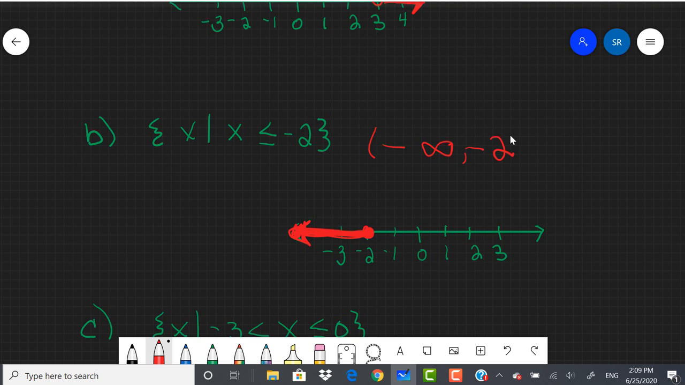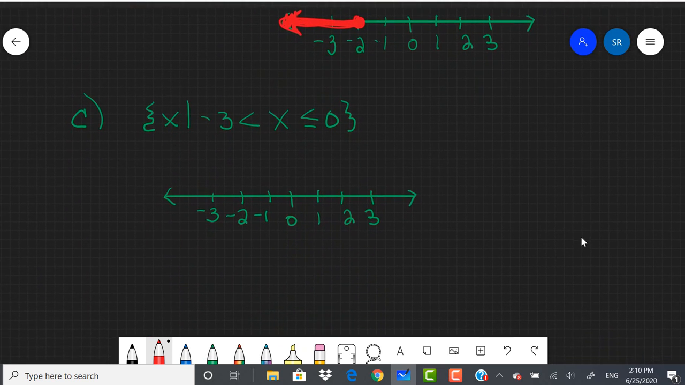-2. But to indicate that I want to include the -2, I am going to box it in. I'm going to use a bracket instead of a smooth parentheses. You'll also note that negative infinity, infinity, always use smooth parentheses because it goes on forever. But the ones that I want to box in, like the -2 in this case, I use a bracket. Okay, notice before I used a smooth parentheses for the 3.